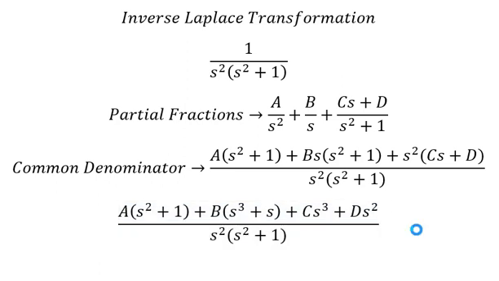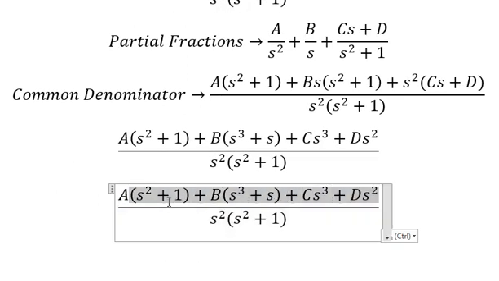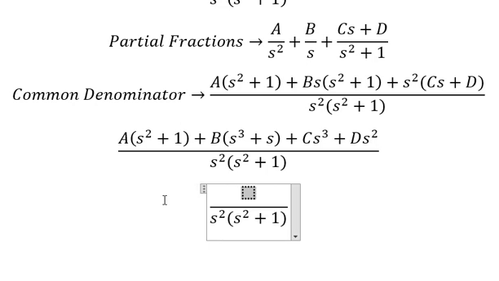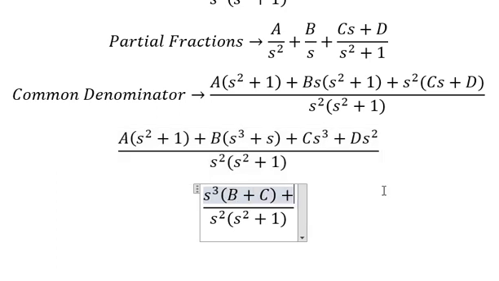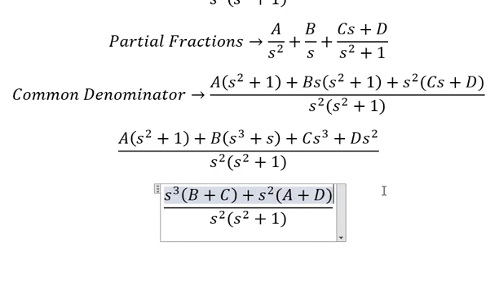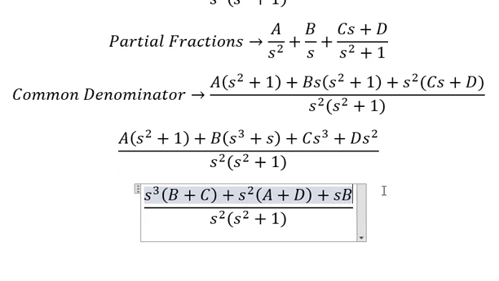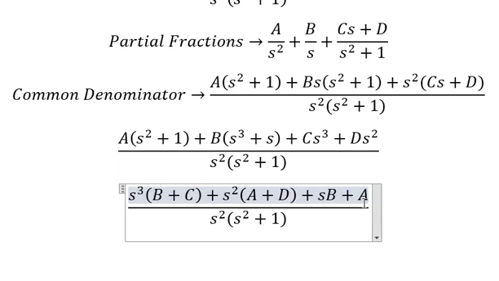Next, we need to arrange based on the terms of h. B multiplied by h, with C, because we have h to the power of 3. About h squared, we have A plus D. Then B h with B and the numbers in here.